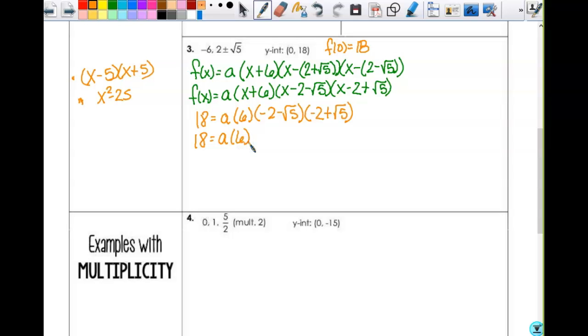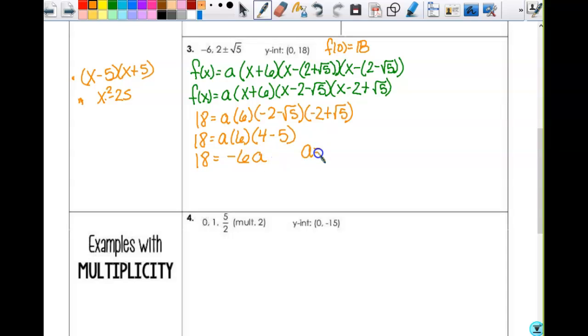And then difference of squares says you square the first one, so negative 2 squared is 4, minus, and then you square the second one. What's the square root of 5 squared? 5, right? Squaring a square root's easy, it's just 5. So 4 minus 5 is a negative 1, so it'll be a negative 6. So basically I have 18 equals negative 6a.